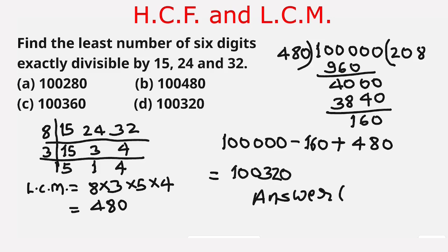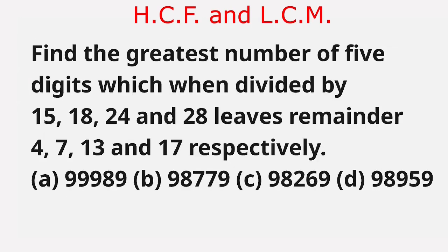100,320. And from the given options, our answer is option D, 100,320. I hope you have understood the method of solving such type of questions. We go to the next question. Our question is, find the greatest number of 5 digits which when divided by 15, 18, 24 and 28 leaves remainder 4, 7, 13 and 17 respectively.